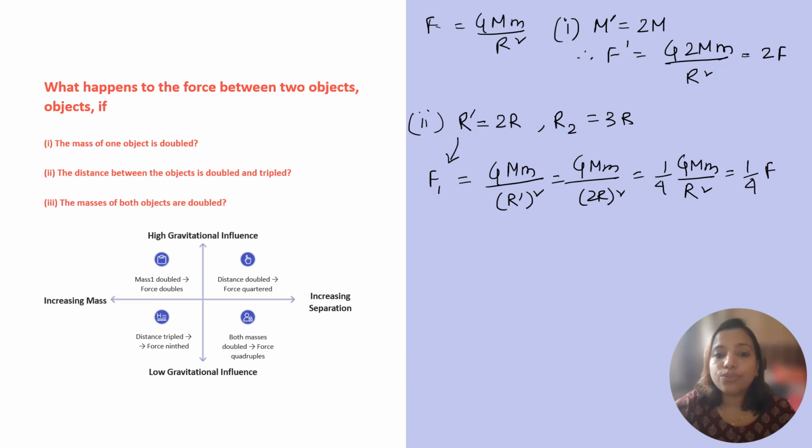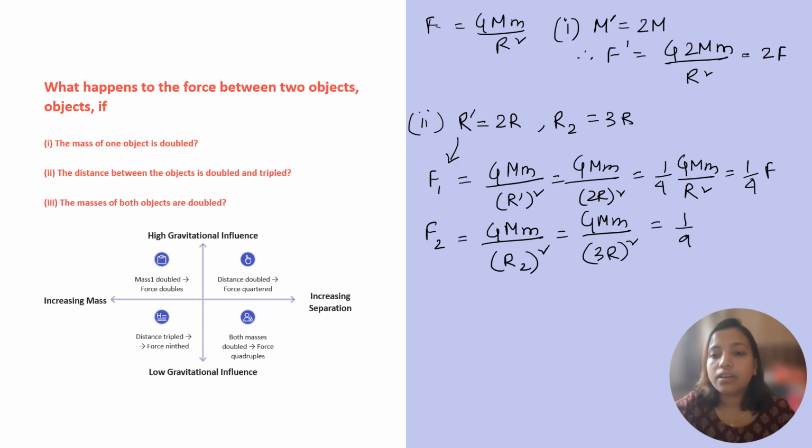Now let's say F2, where r2 is 3r, meaning the distance gets tripled. Taking the equation with r2 square, G M m by (3r) square, this time it is 1 by 9 of G M m by r square. So it is 1 by 9 of the previous force. Whenever the distance gets tripled, the force is 1 by 9th of the previous, or the first, force.